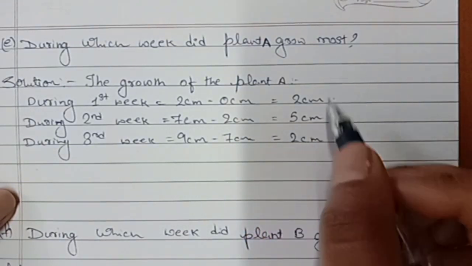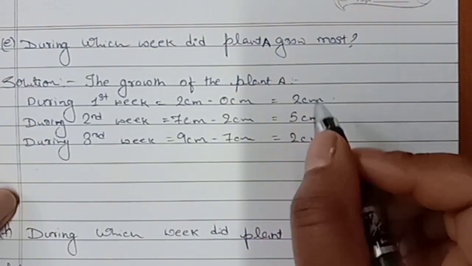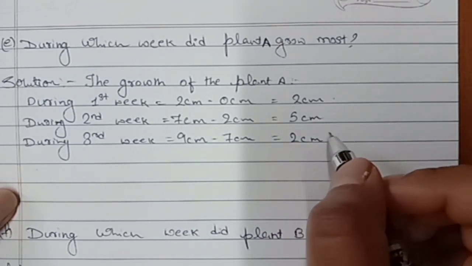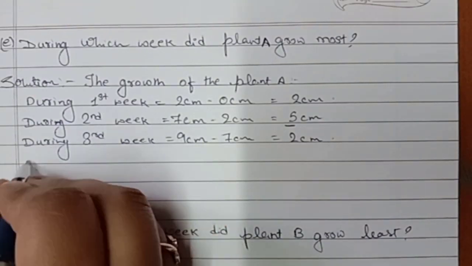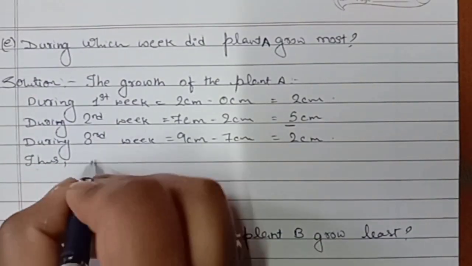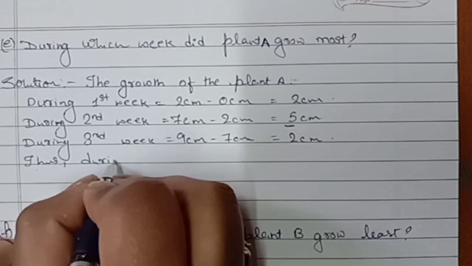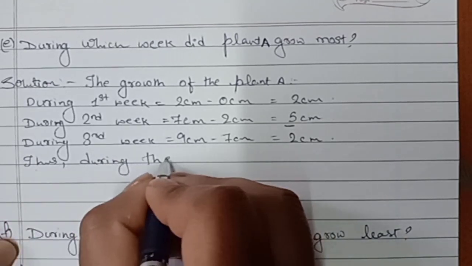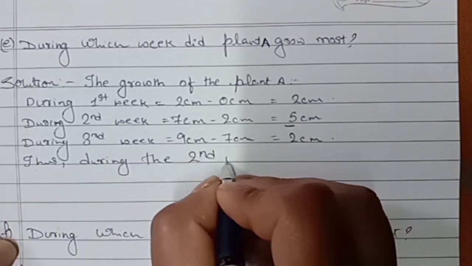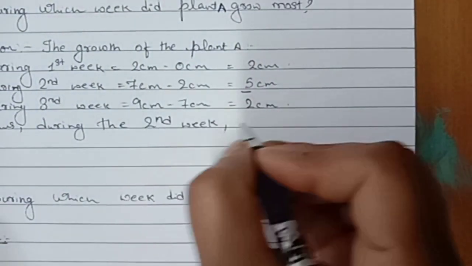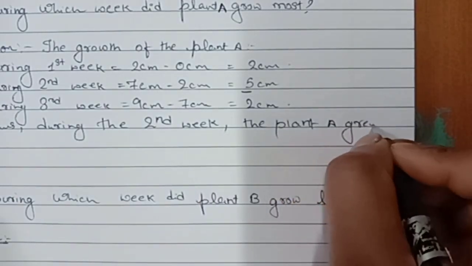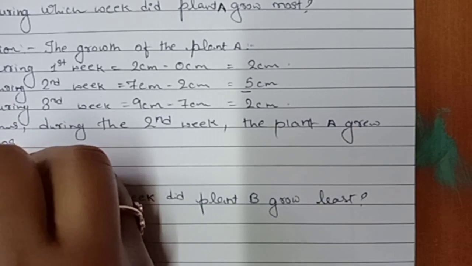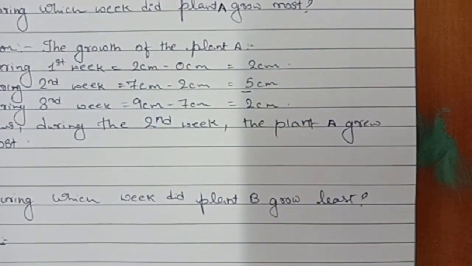So now you can say which week it grew most. So it will be second week, right? 5 centimeter. Thus, during the second week, the plant A grew most. This is solution number E.